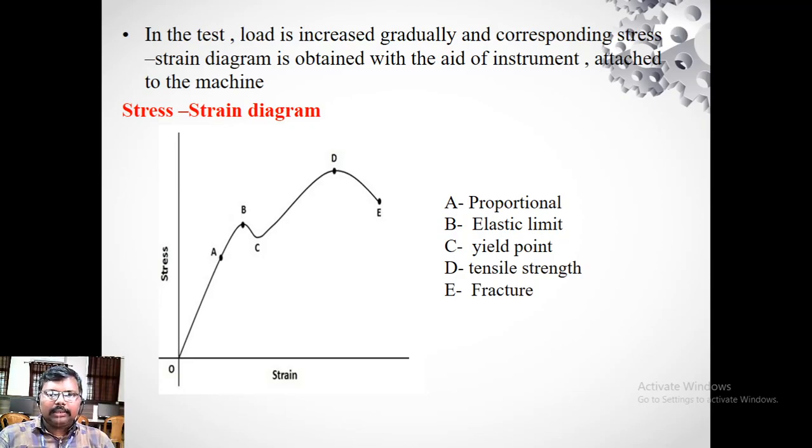The point D indicates tensile strength, otherwise the ultimate strength of the material. It is the maximum stress that a metal can withstand without fracture under tensile load. And point E indicates fracture, where the material separates into pieces. The region from point D to E is called necking.